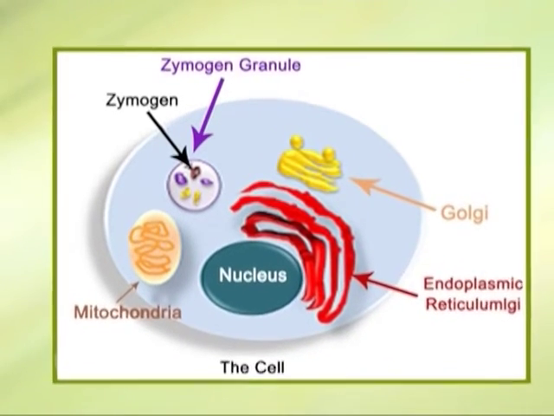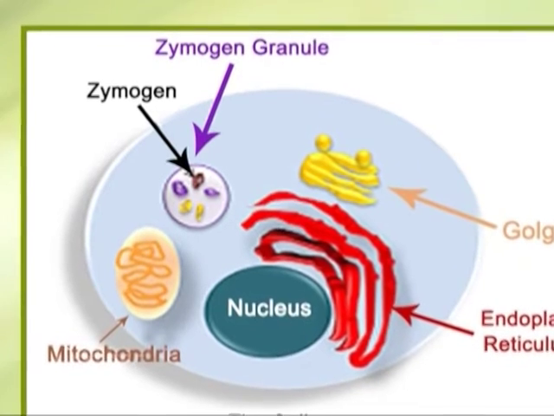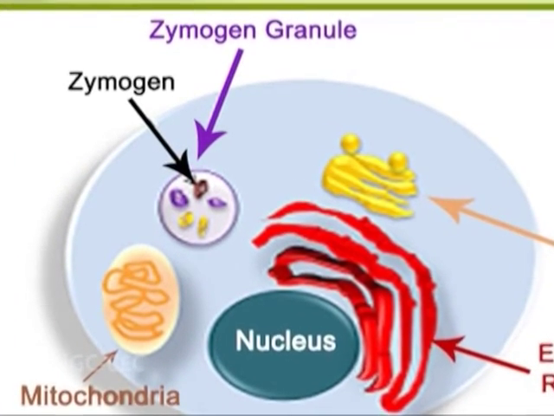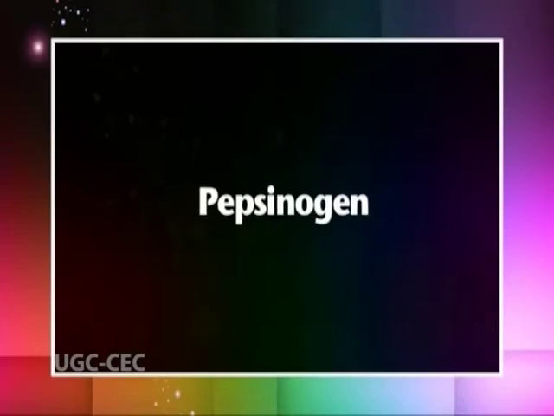The reason for cells to secrete inactive enzymes is to prevent unwanted destruction of cellular proteins. It's only when the conditions are right that zymogens become activated into enzymes. Following examples of zymogens will explain how zymogens are activated. Talking about pepsinogen.